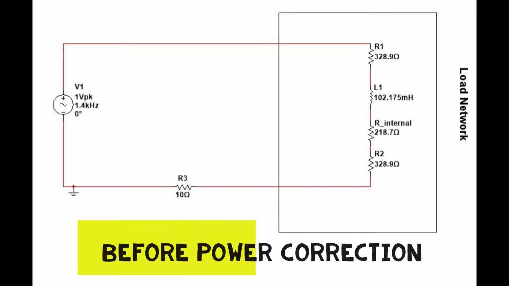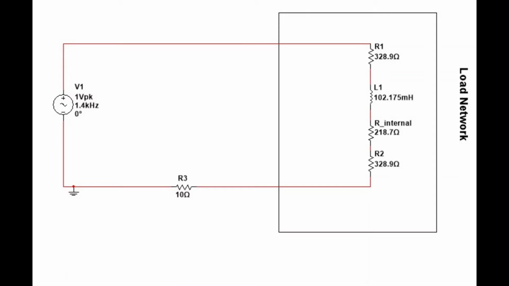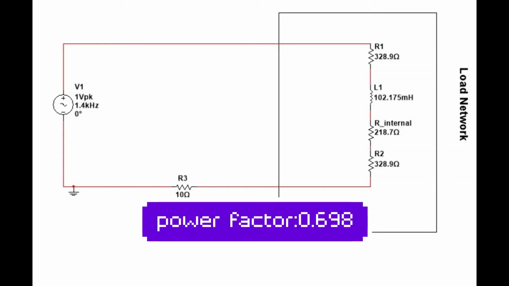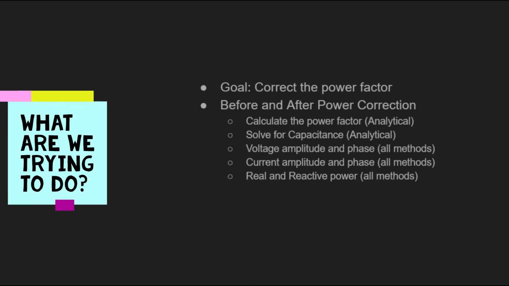Welcome to my H5 video. As we can see, this is the circuit that I'll be using, and its power factor is 0.7 as calculated on Maple. So our goal is to correct the power factor to 1 by adding a capacitor in parallel to the inductive load. And so we'll be calculating the following values to compare both scenarios.